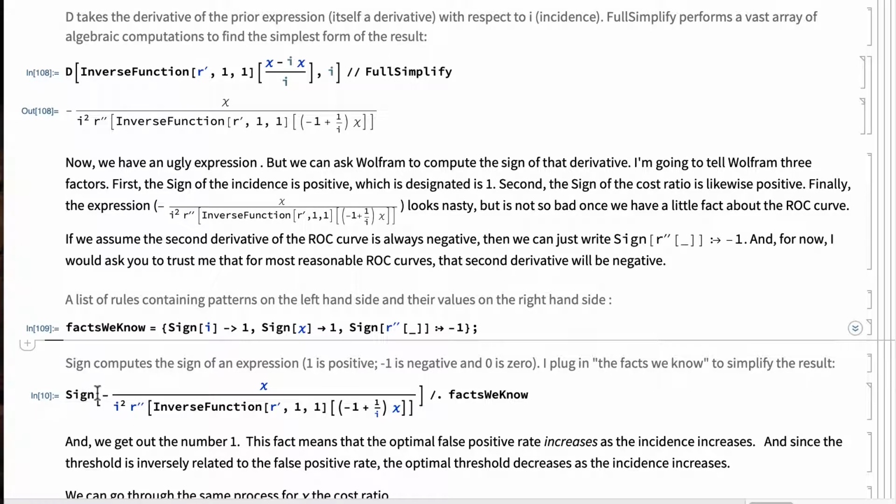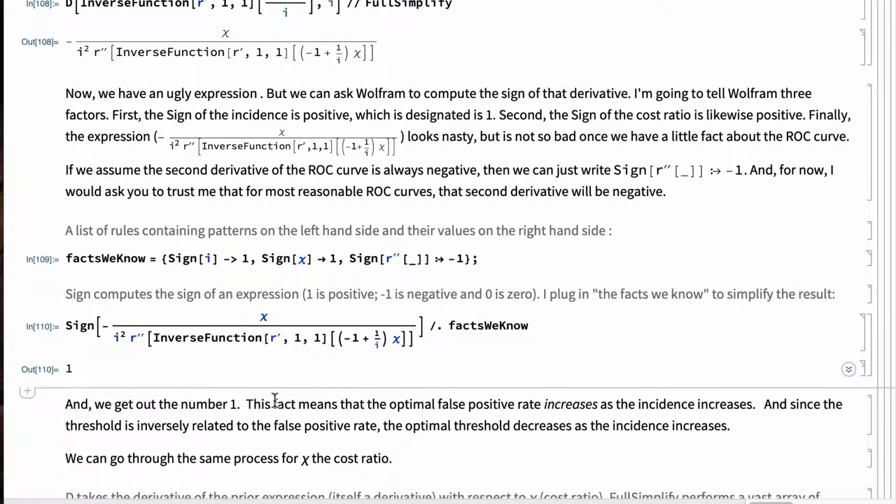All right, but let's bring in our facts that we know. And now let's ask Mr. Wolfram to figure out the sign of the derivative of the minimum false positive rate with respect to the incidence, plugging in, remember that's what /dot means, the facts we know. And it comes up with a nice clean result, 1. That means that the optimal false positive rate increases as the incidence increases. And since the threshold is inversely related to the false positive rate, the optimal threshold decreases as the incidence increases.